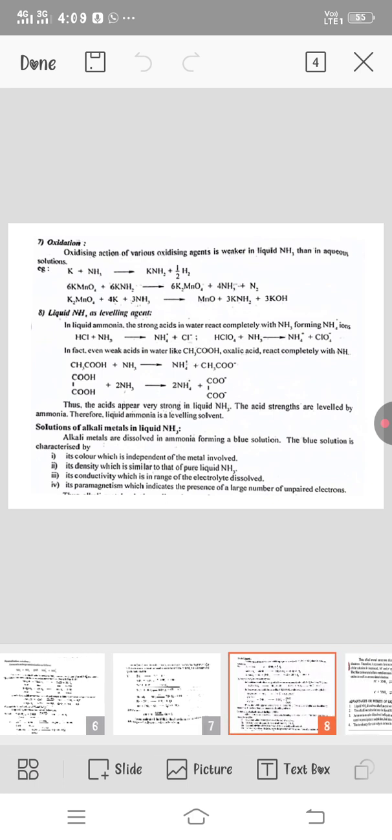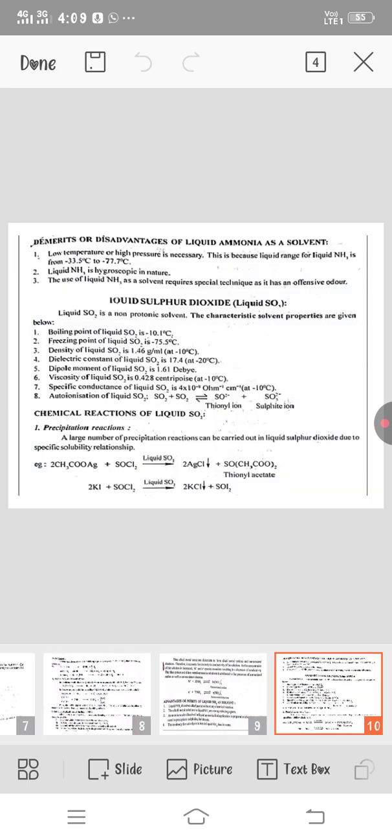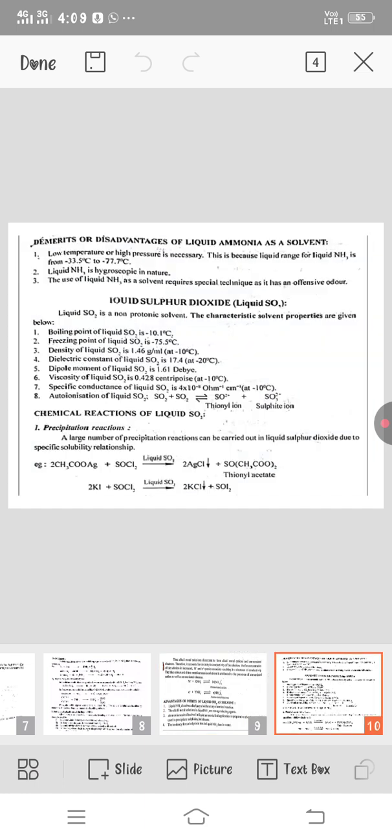Next, solutions of alkali metals in liquid NH3. First one is its color, which is independent of the metal involved. Its density is similar to pure liquid NH3. Its conductivity is in the range of dissolved electrolytes. It is paramagnetic, which indicates the presence of a large number of unpaired electrons. NH3 has merits and demerits also.